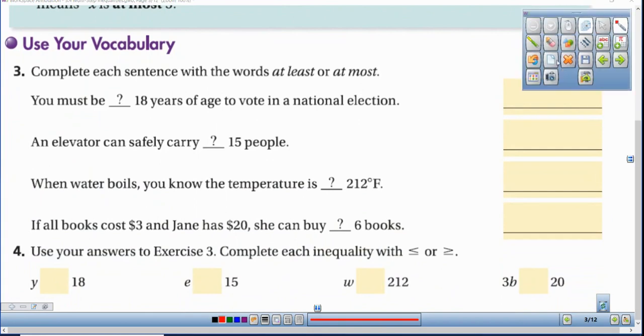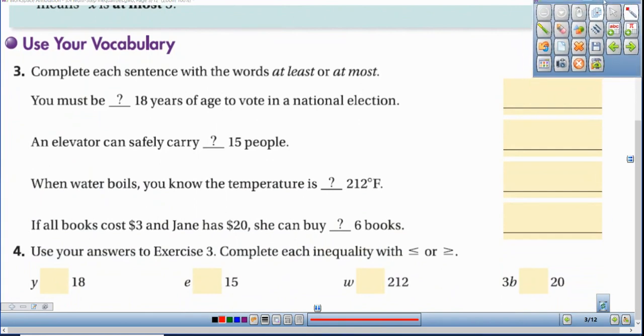So let's apply it to these scenarios here. You must be at most or at least 18 years of age to vote in a national election. That would be at least.